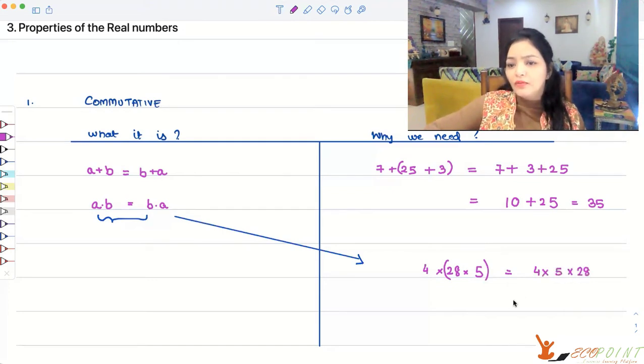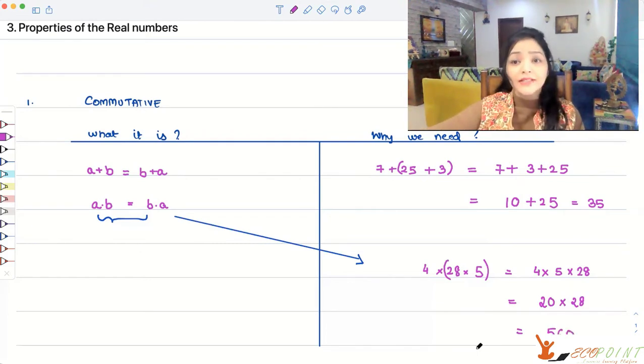And now I can first multiply 4 and 5 and I'm going to get 20 here, which again is a very simple number to multiply this expression with. So I can now multiply 20 and 28, and I'm going to get 560, and that's going to be your answer. So again, what have we done? We have simplified using the property of commutativity. Something that we have used here, inbuilt, is called the property of associativity.